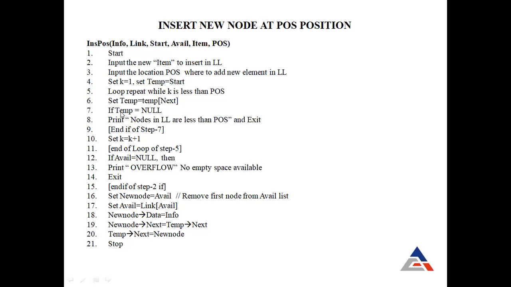जब हमें लोकेशन मिल जाएगी, when we find the location, set avail is equal to null, then overflow. अगर हमारे पास खाली स्पेस नहीं है, इसका मतलब overflow, हम कुछ भी ऐड नहीं कर सकते. Else new node is equal to avail. हमने एक नया एलिमेंट को वैल्यू, न्यू नोड क्या है उसको हमने दे दिया avail. नया नोड है उसको हमने नाम दे दिया new node.